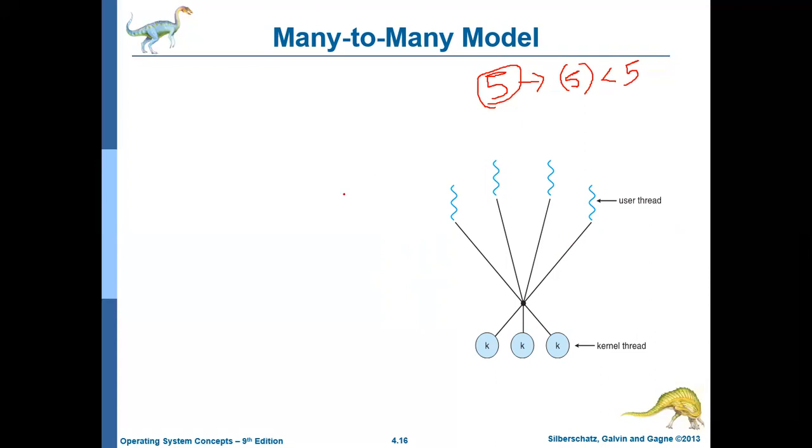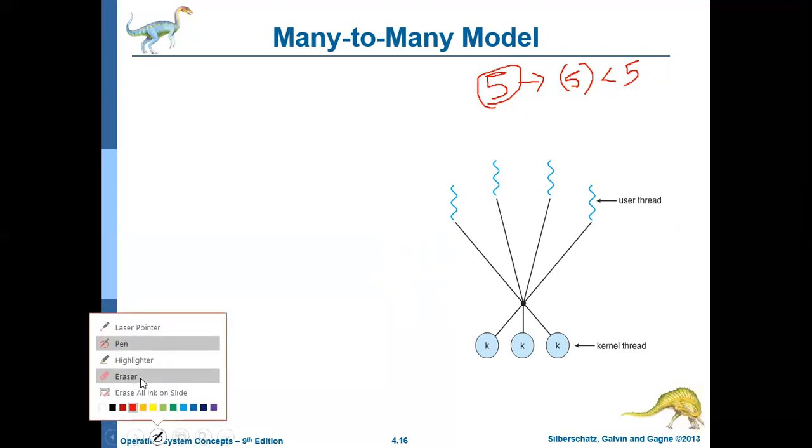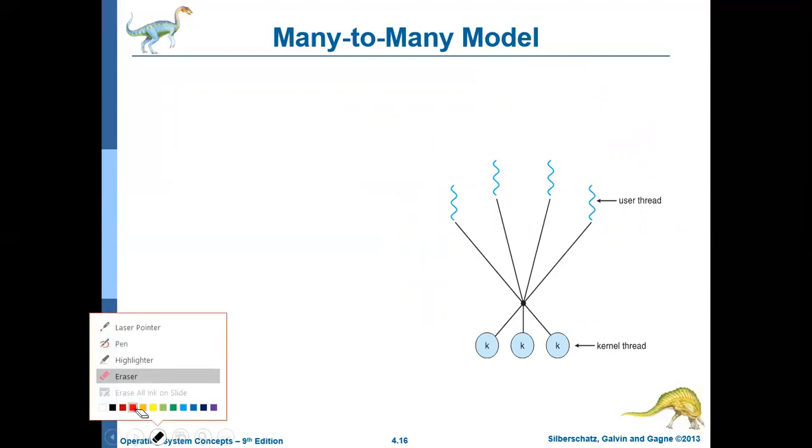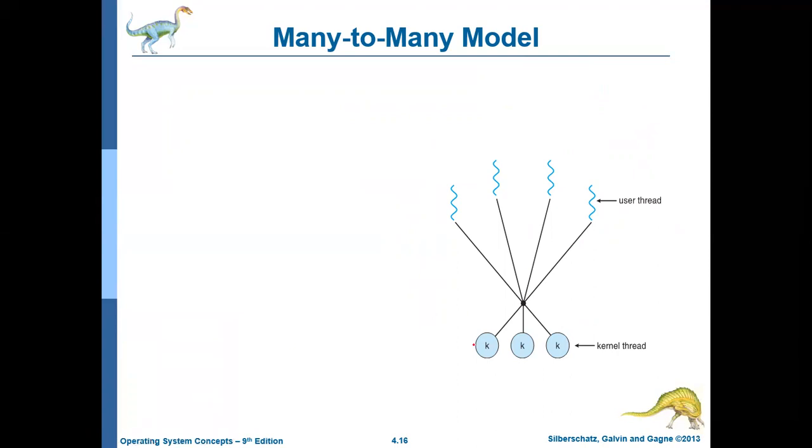Fine. So what is the advantage of this model? This model takes the advantages of the many-to-one model and the one-to-one model. In the many-to-one model, the advantage is that you can create any number of user threads, because everything is controlled by only one kernel thread. But the disadvantage is it does not support parallelism. Whereas the advantage of the one-to-one model is that it supports parallelism, but it places a restriction on the number of threads that can be created by a particular process. So those are two extremes.